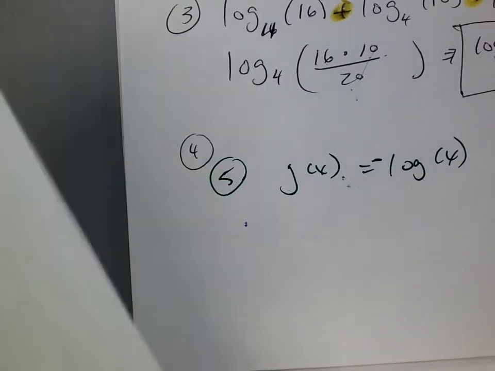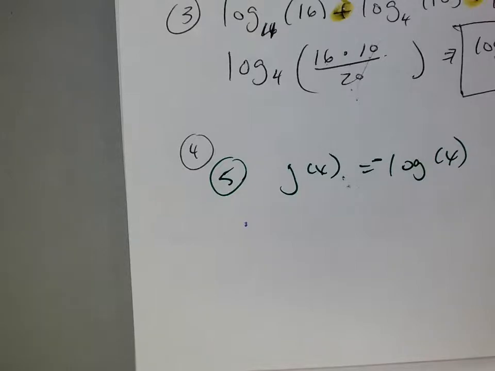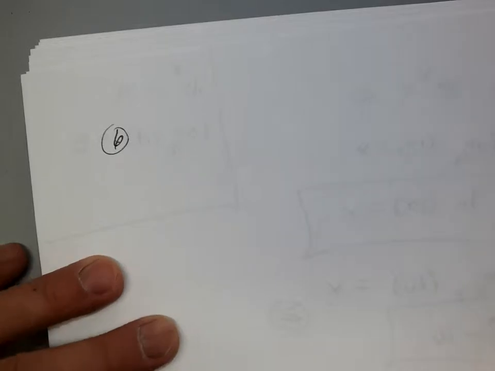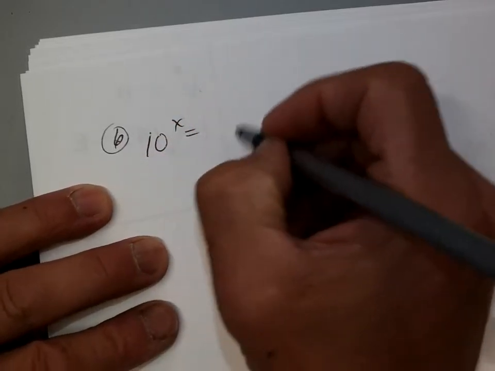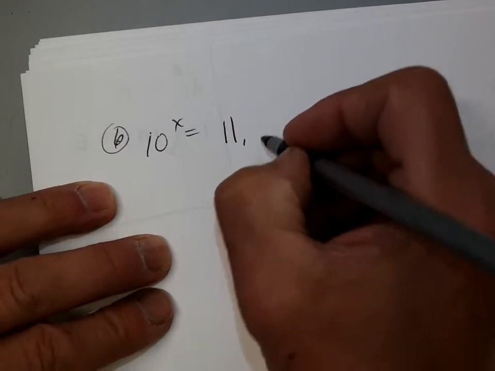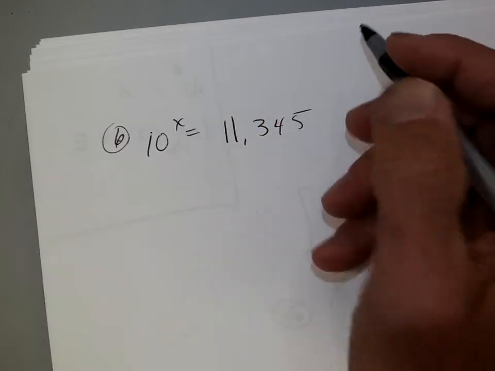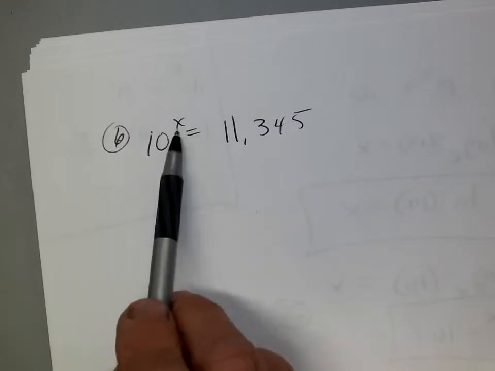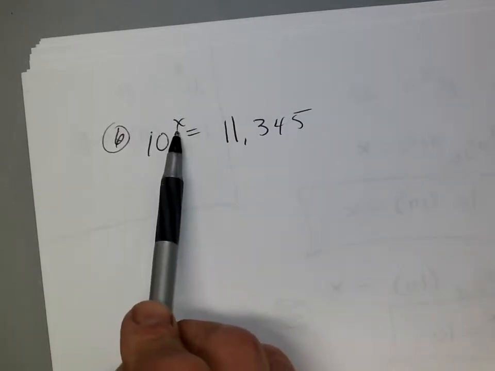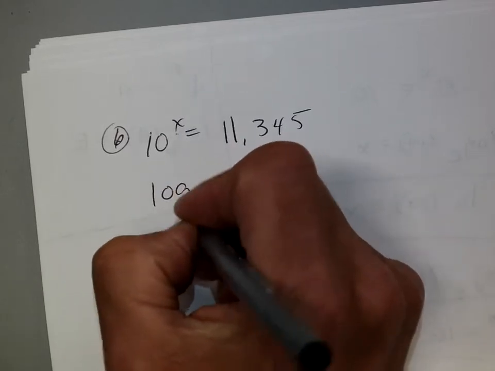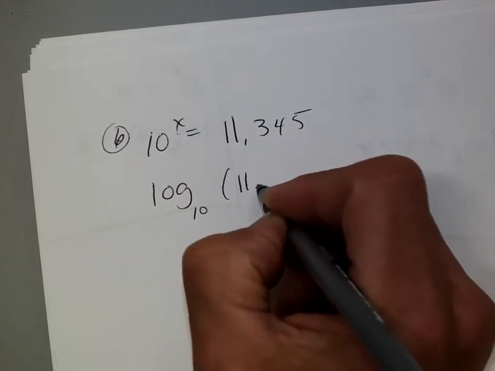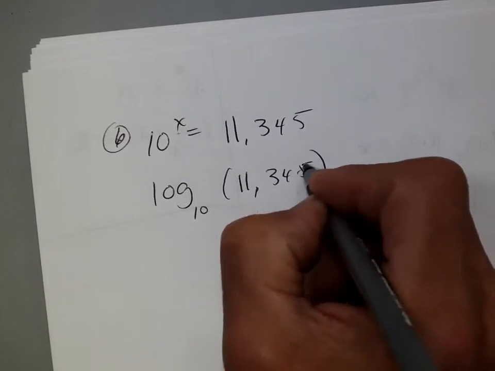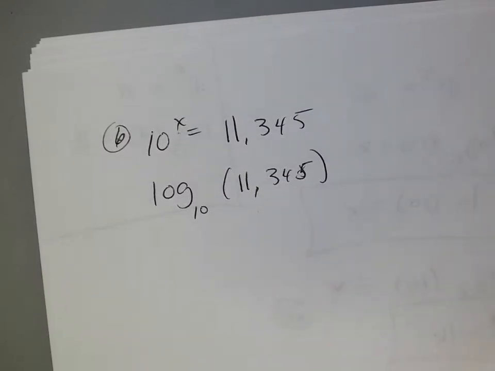Okay. All right, 6. Here comes the easy stuff. Seriously. Honest, here comes the easy stuff. Are you ready? Number 6. Do you have a calculator? It's going to be easy. I have 10 to the x equals 11,345. All right. So we learned logarithms specifically for this step right here. How do we get this out of the exponent? We take the log of it, right? So let's go straight to the log base 10 of 11,345.